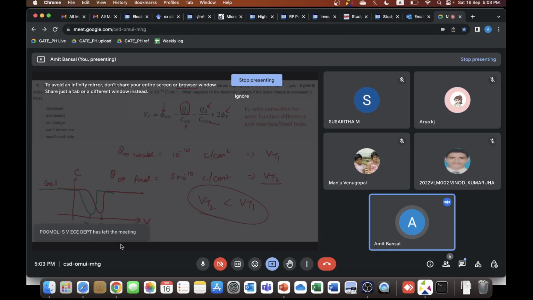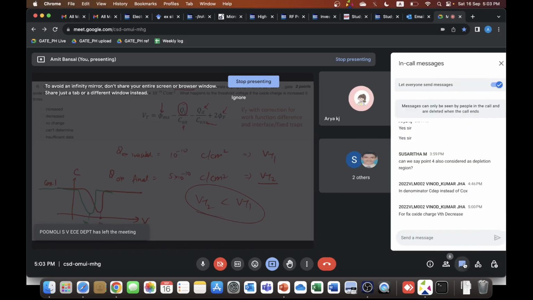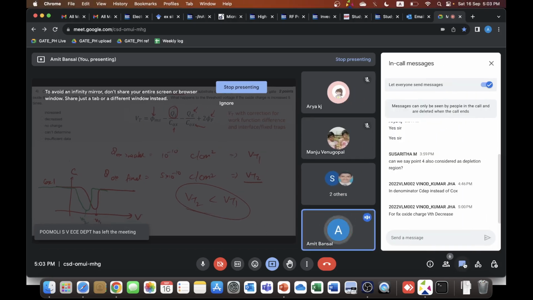All right. We are out of time for fixed oxide charges. VTH decreases. Yes. Okay. If it's a positive charge, yes, then it will decrease. Then it will definitely decrease.